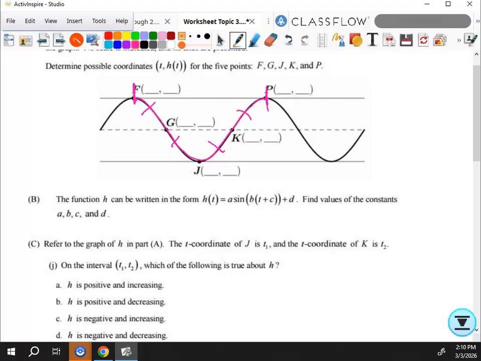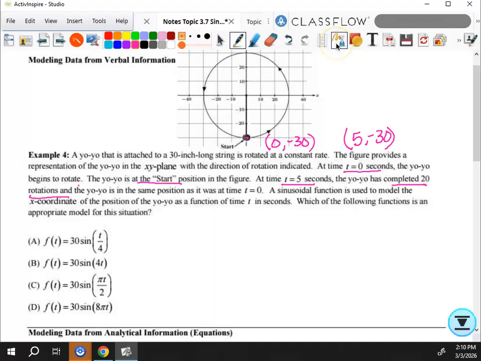What's different about this fraction is that usually when we set up a fraction that has time in it, the time is in the denominator: miles per hour, centimeters per minute, whatever. But here, we're putting the time in the numerator. So at 5 seconds, we're in the same spot. Did it take 5 seconds for it to go around once? No, that'd be a weird yo-yo, right? But in 5 seconds, we have completed 20 rotations.